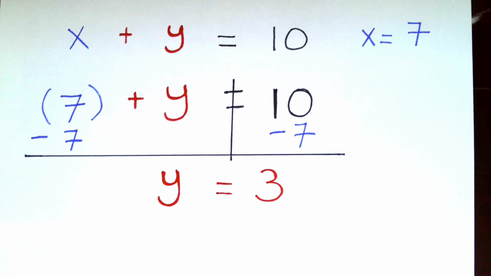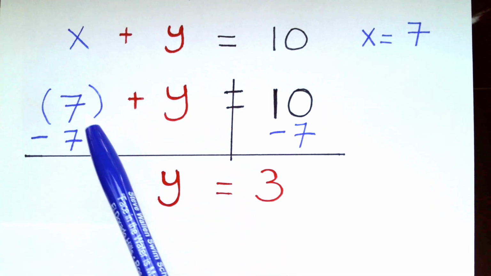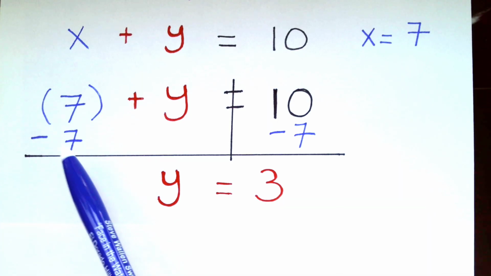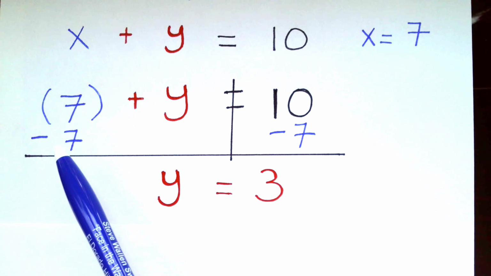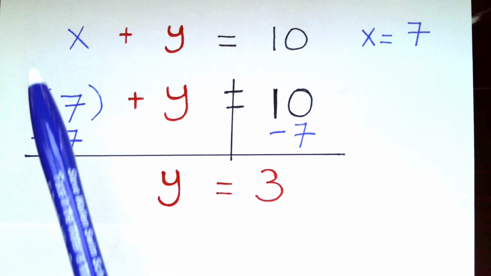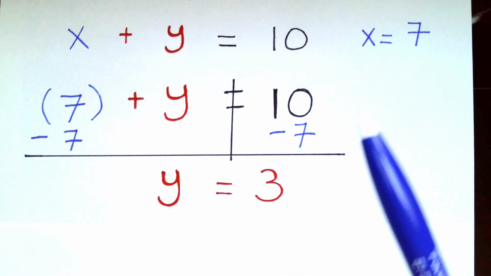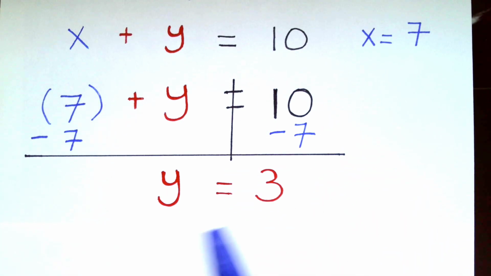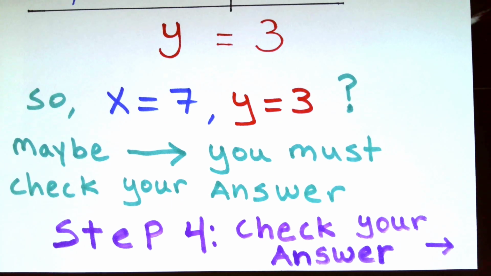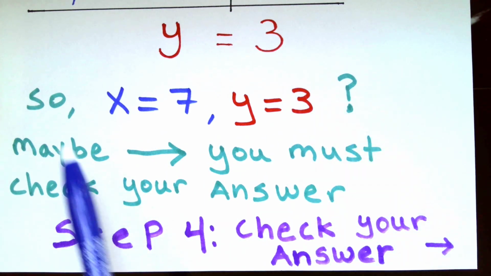All right, so you can see here I substituted 7 for x. Now I want to get y all by itself. What's the opposite of a positive 7? I'm going to subtract 7, or add a negative 7. What I do to one side of the equal sign, I have to do to the other side of the equal sign. 7 minus 7 is 0. I'm left with y equals 10 minus 7, which is 3. Y equals 3. But I had a feeling you knew that already. Okay, so x equals 7 and y equals 3. Maybe.